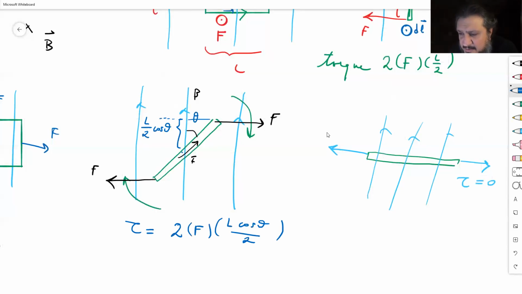So obviously when theta is 0, cosine 0 is 1, you have the maximum. When theta is 90 degrees, cosine 90 is 0, therefore you have zero torque. So that matches this observation on the right-hand side. Let's apply this to that magnetic dipole moment we just saw a minute ago, mu. Let's find the direction of mu first, using the right-hand rule again: wrap your fingers in the direction of the current, and the thumb will tell you which way mu is pointing.